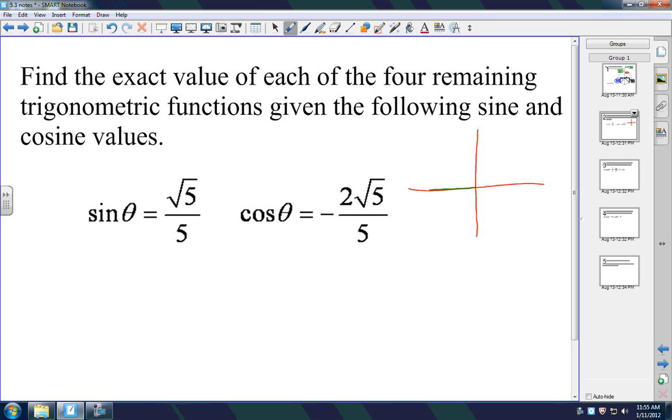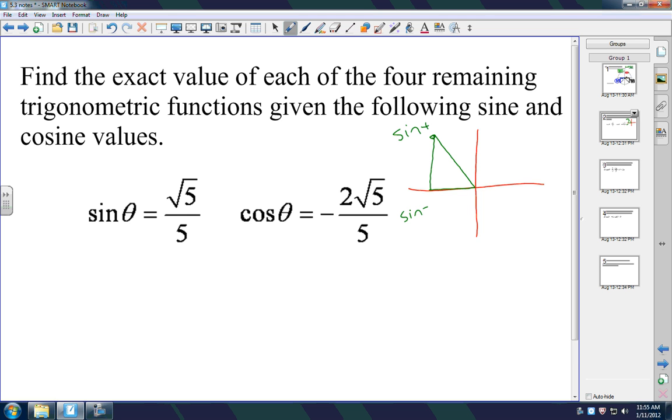It's got to have some negative x value. Okay, now we check the sine. Well, sine's positive here because positive y values. Sine's negative here because of negative y values. So this guy's got to be in quadrant 3 like this. Okay, so it's going to come out here to some point right there.